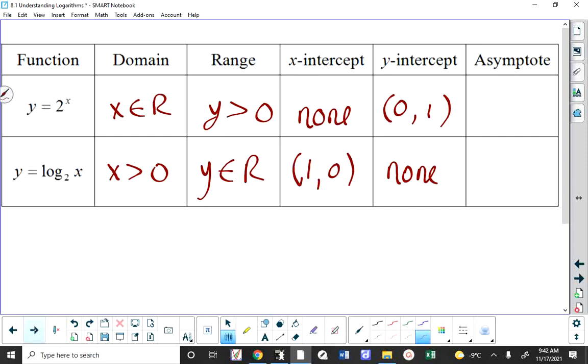The asymptote, this is the x-axis for the exponential function, has an equation of y equals 0. That means the vertical asymptote will be the y-axis on the inverse of that function, which has an equation of x equals 0. Any questions with that example?